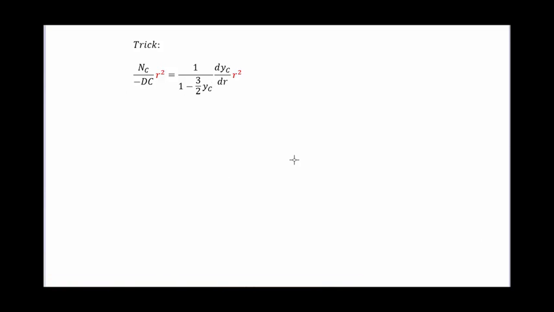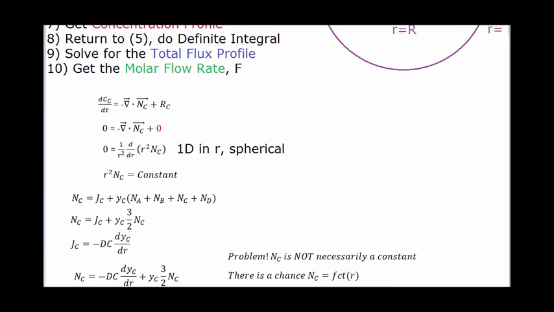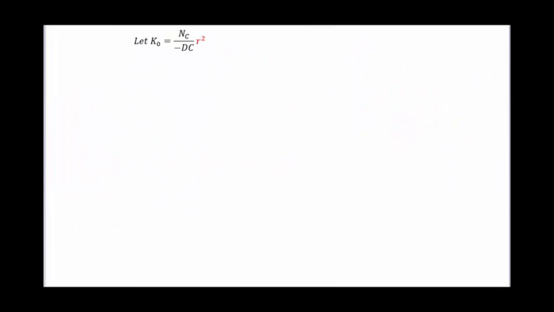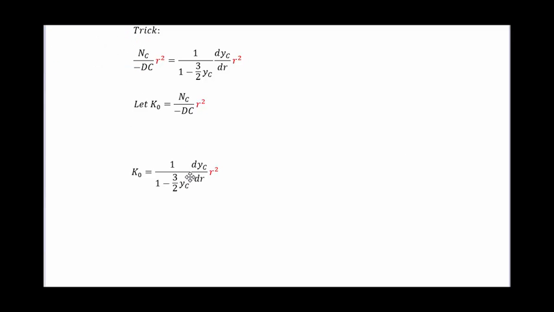Then the next thing we're going to do is, now that we know that nc r squared is a constant, we know that the concentration we're going to hold relatively constant and the diffusivity is going to be constant. We're going to say, let's call that k naught and ignore it for a little bit. Remember, in our algorithm, we're at this point here, we're at create constants and do an indefinite integral. So we've just created a constant of all the stuff that isn't going to matter until later in the problem. So now we have that a constant is equal to all of this mess.